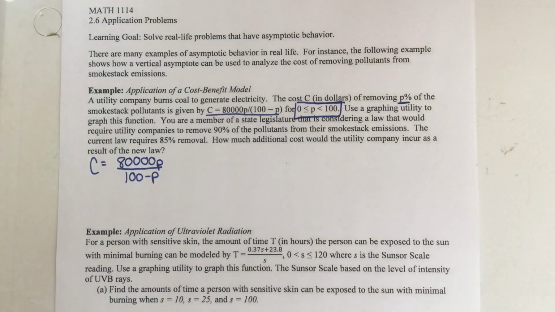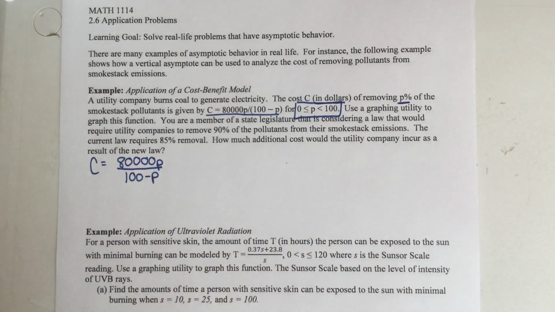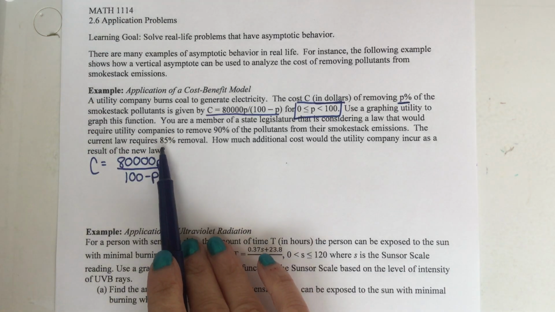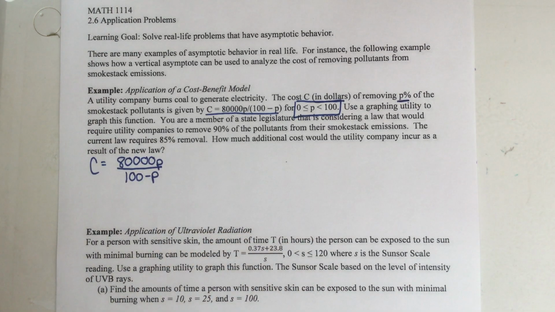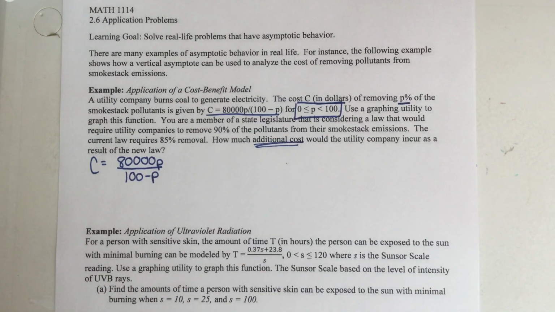Okay, let's keep going. You are a member of a state legislature. Well, congratulations. That's a pretty important job. So anyway, you are a member of a state legislature and it's considering a law that would require utility companies to remove 90% of the pollutants from their smokestack emissions. The current law requires 85% removal. How much additional cost would the utility company incur as a result of the new law?